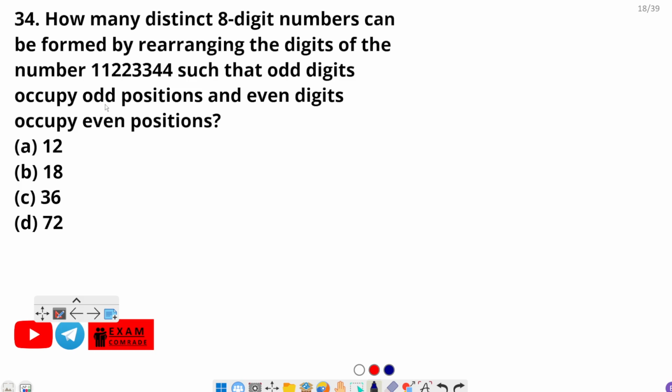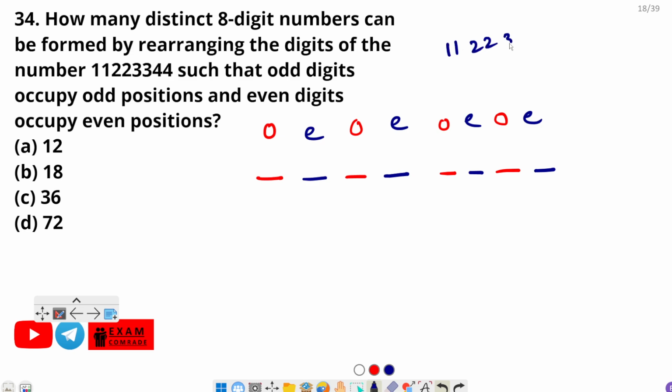Next question is, how many 8-digit numbers can be formed by rearranging? Okay, this is a permutation and combination based question. 8-digit number. Let's take odd positions, 1 2 3 4, and even positions. This is odd, odd, odd, odd, even, even, even, even. The numbers available are 11, 22, 33, 44. These are the numbers that are available.